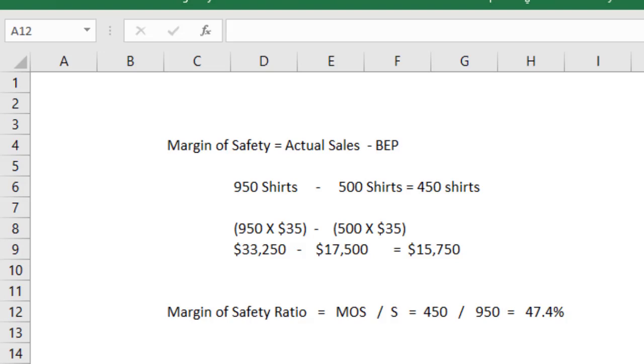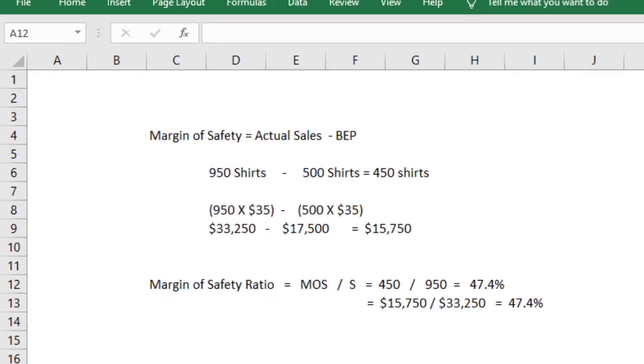So we get 47.4%. And so this is just telling us that instead of looking at the number of shirts we can drop as a margin of safety to get to the break-even, it just says the percentage of sales. So we can drop 47%, actually a little bit over 47%, before we have to worry about losing money. When we put the dollar amounts in, $15,750 as the margin of safety and $33,250 as the actual sales, we get the same percentage. So you can do it either way, just depending on the situation you find yourself in.